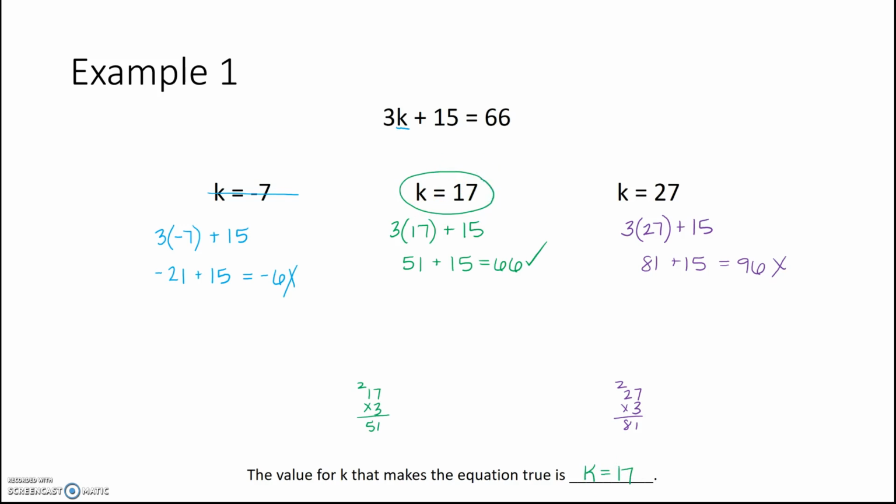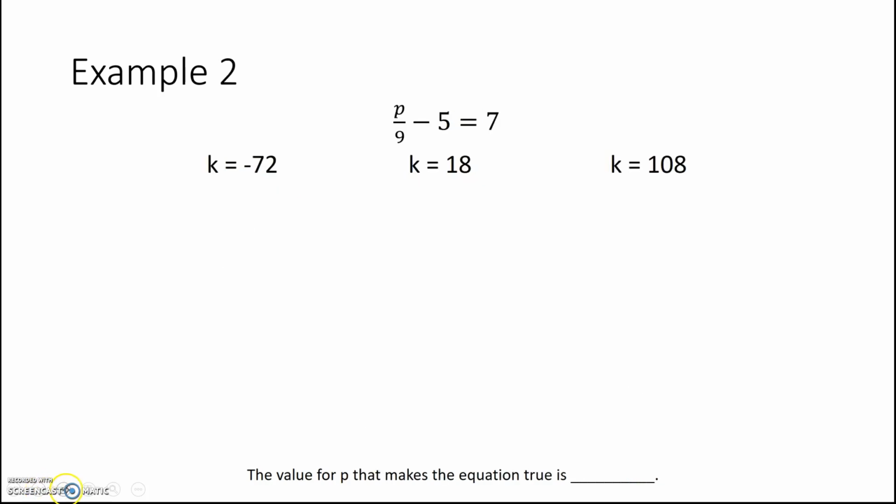Okay, so all we're doing is taking values, substituting them into the equation, and then checking to see which one fits. So this is just kind of the opposite of solving our equations, but it's important for us to know how to go both ways. All right, so let's look at our second example.